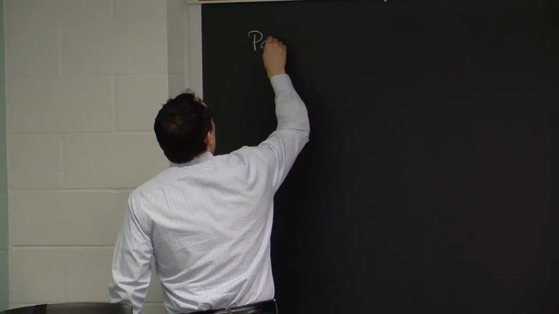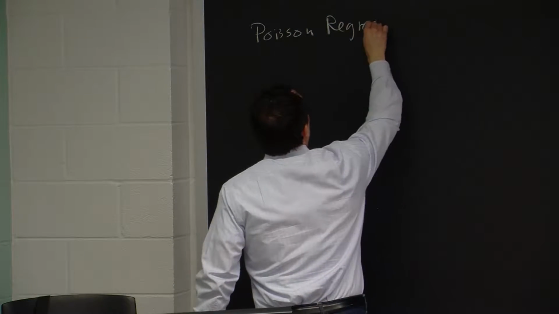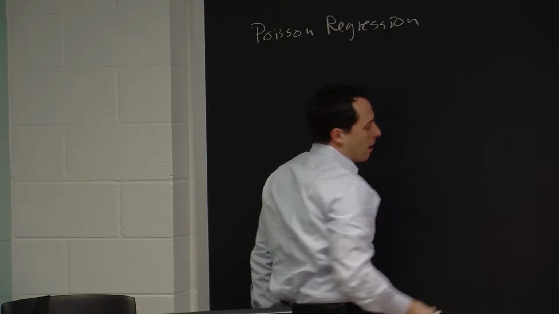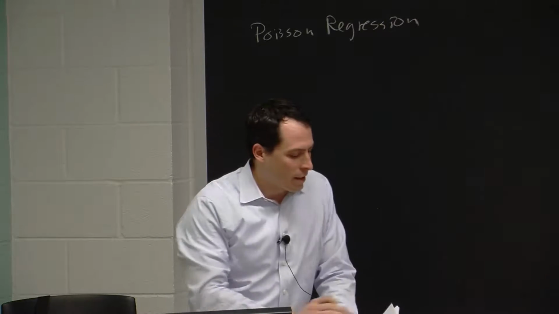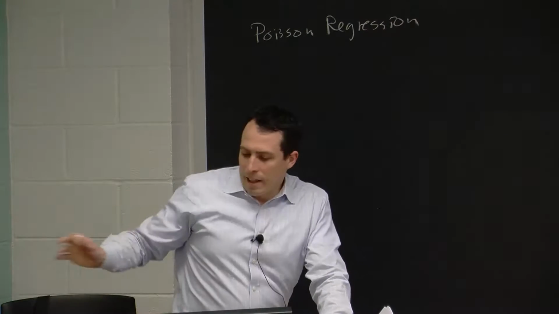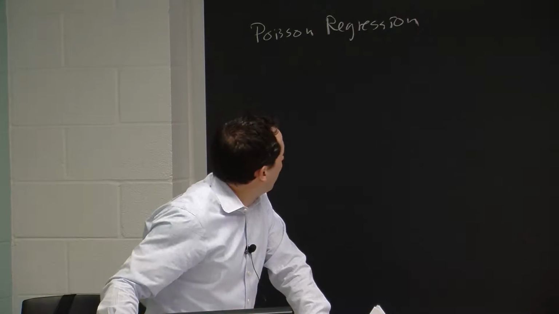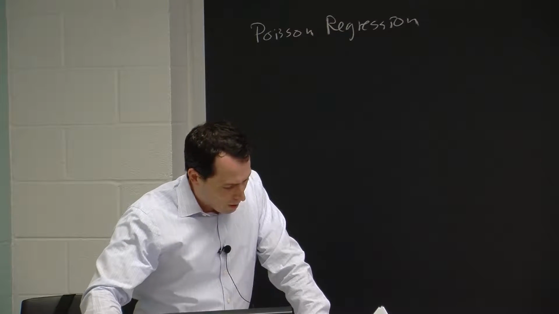So we were talking about Poisson regression. And in the Poisson regression, one way to think about it is that we're modeling the count at each cell of the contingency table as a Poisson variable.